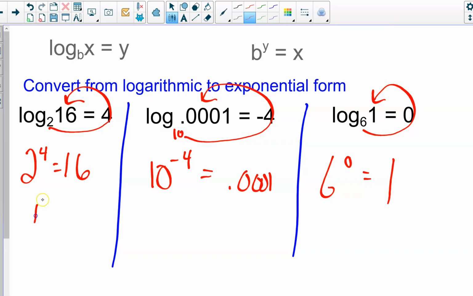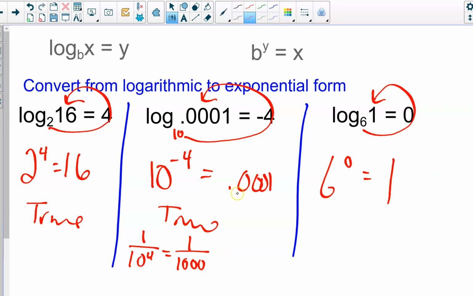And if you look at all these, they're all true. This would be 10 to the negative 4, which is 1 over 10 to the fourth, which is 1 over 10,000. Four zeros, which would be tens, hundreds, thousands, ten thousandths. And then this one right here is true also because any number to the 0 is 1.